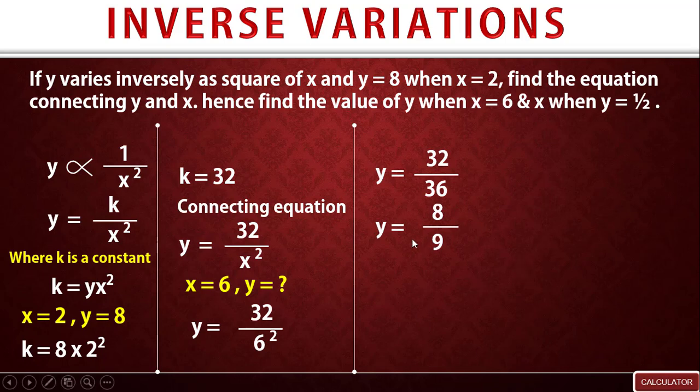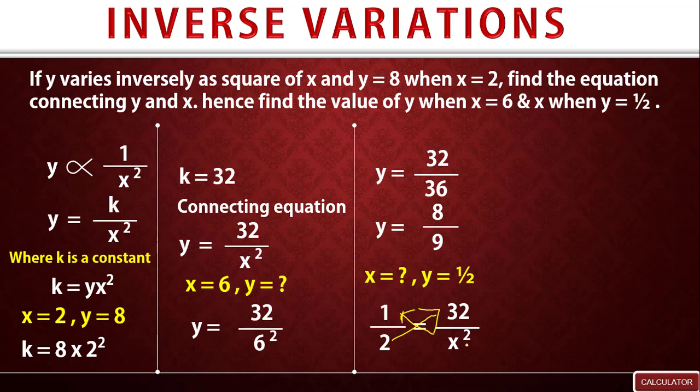So we've been able to obtain the value of y to be 8 over 9. We're asked to find the value of s when y equals half. So we are given the value of y to be half and we need to determine s. Let's fix the value of y into this connecting equation, and then we have half equals 32 over s squared. So let's cross multiply.